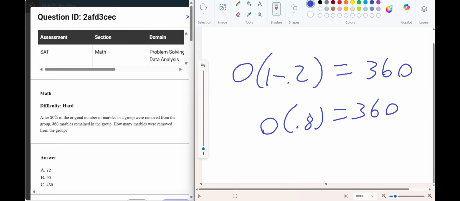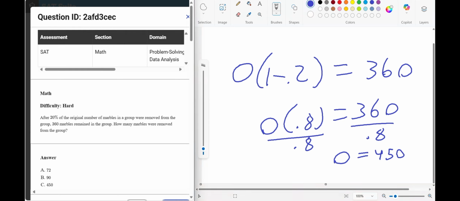So to get back to where we were before we removed the marbles, we can just isolate our original number here, dividing by 0.8 on both sides, and say 360 divided by 0.8, and you end up with 450. So I should have 450 as my answer for my original. I'll be very careful reading this problem though. Are they asking for how many marbles we had before we removed any? Is it 450? Well, in this case, they want to know how many marbles were removed from the group.